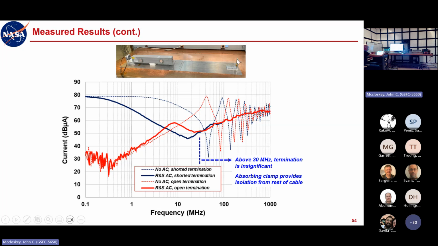And then this is another way of looking at it, where I have the shorted termination and then I remove that to have an open termination. This shows that above 30 megahertz, the measured results are pretty much indistinguishable whether you have an open or a short circuit termination. And those are the extremes, right? It's either a short or an open or somewhere in between. So this is another way of telling you that you're getting a more normalized measurement of that current that doesn't depend on a termination or anything going on in the rest of the cable. It's basically telling you what is actually coming out of the EUT.